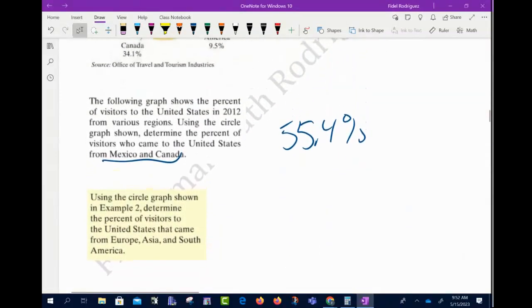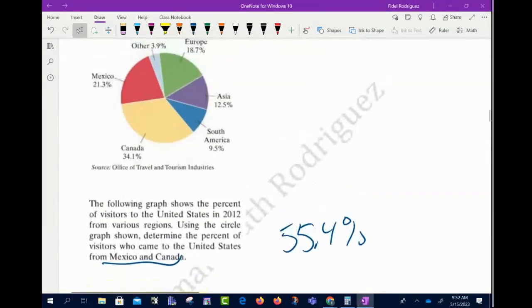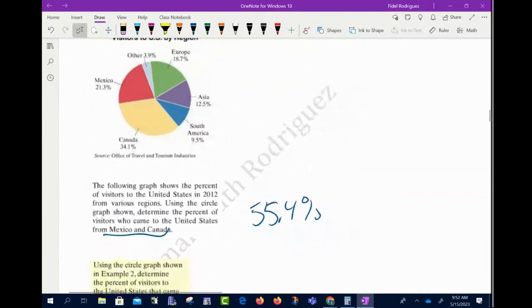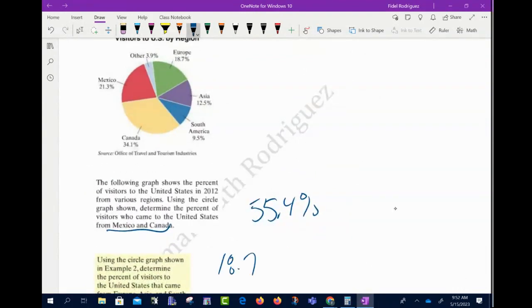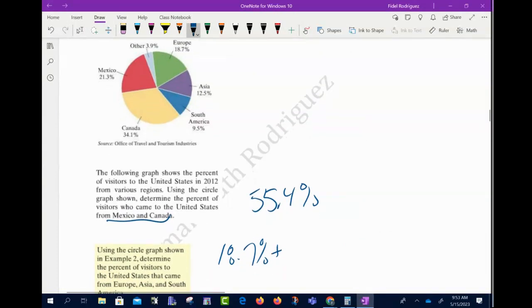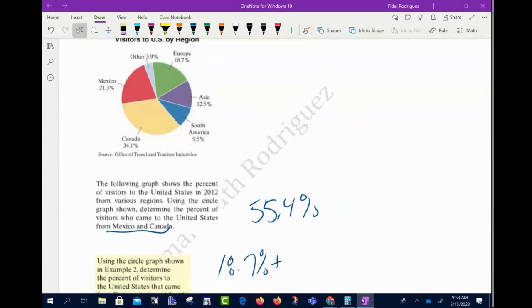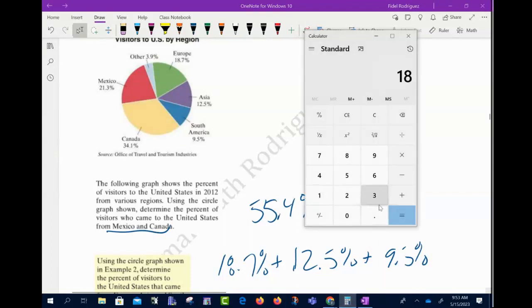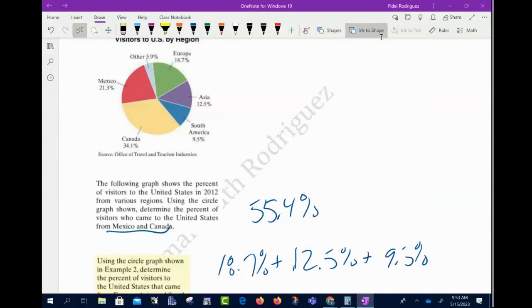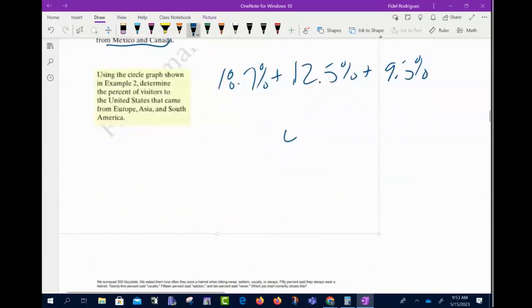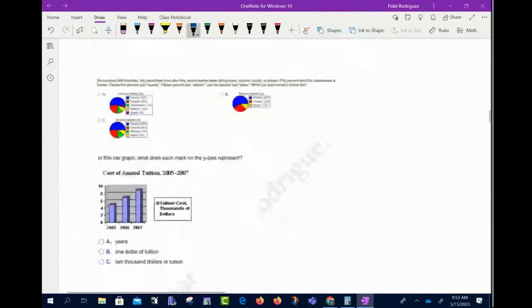Okay, what about those coming from Europe, Asia, and South America? Let's see, Europe had how many? 18.7%. Plus, let's see, what else? Asia and South America. Asia was 12.5, and South America was 9.5. Okay, let me grab my calculator real quick. 18.7 plus 12.5 plus 9.5, 40.7. All right. Perfect.